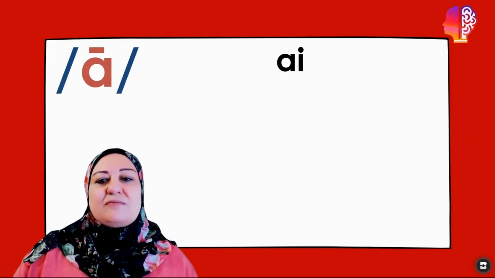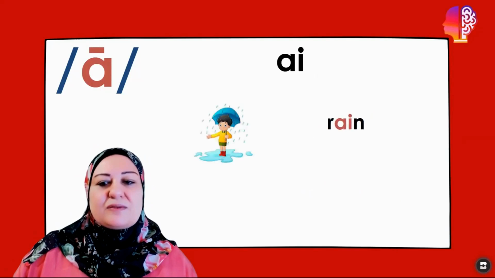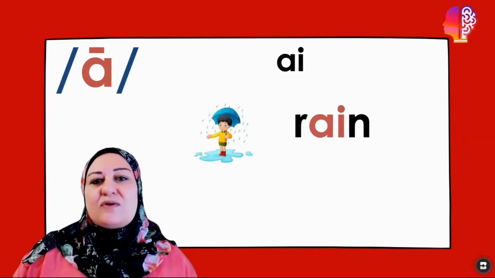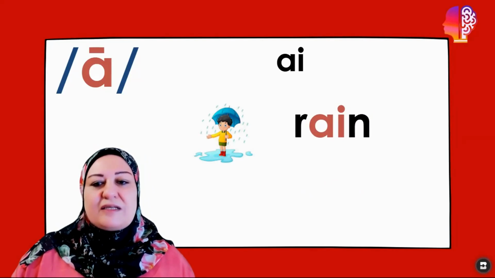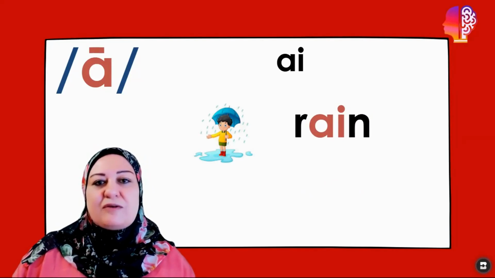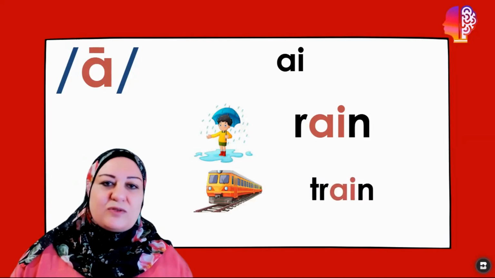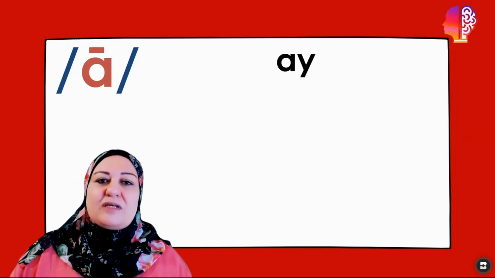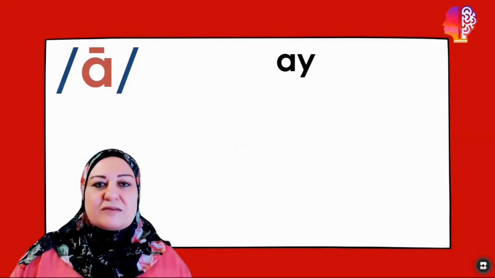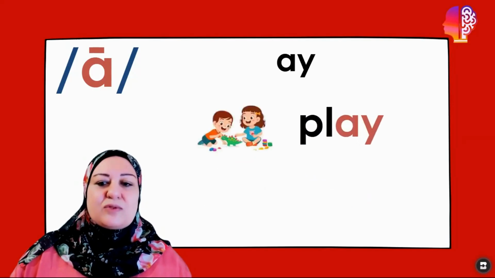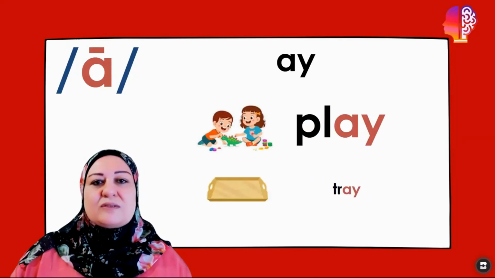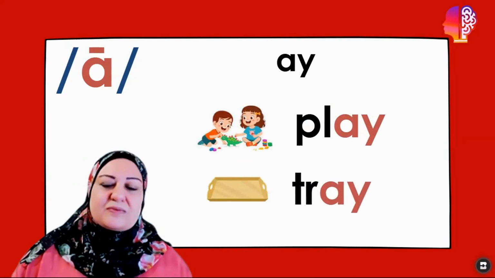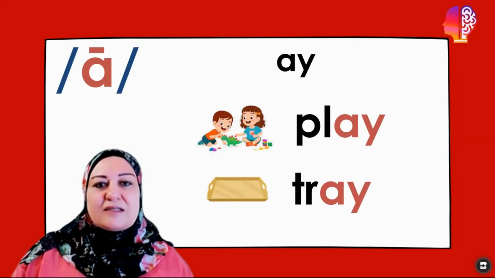Also with the vowel team AI, the AI together, as in the word rain, has a long A sound. The long A sound is created by the vowel team AI. Also in the word train, the long A sound can also be represented by the AY graphemes, as in the word play or tray. Most of the time, you will see the AY at the end of words like these.